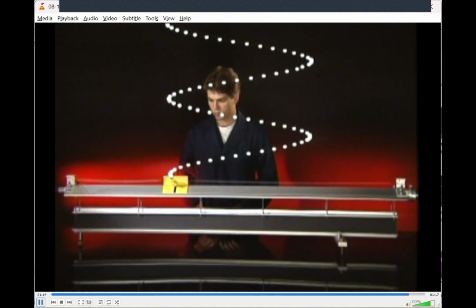So there you go. This is a sinusoidal motion, and so it has a sinusoidal periodicity.